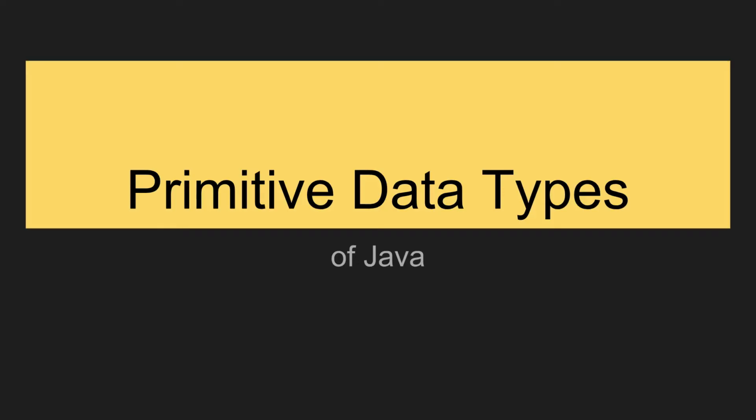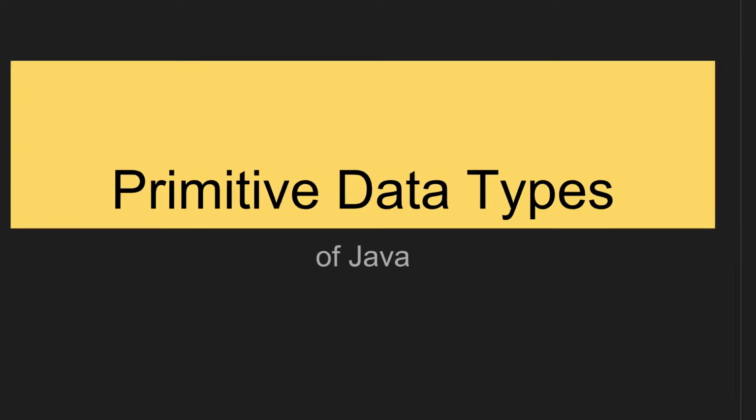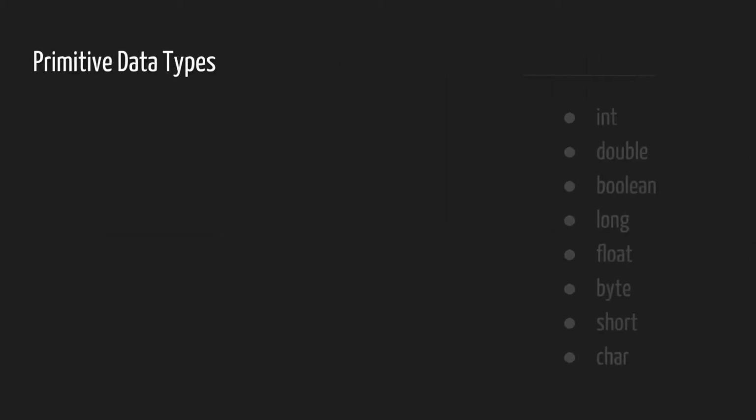So before I begin, I'd like to say that this video is the first of a series of videos for Java, specifically for the AP Comp Sci Java class. But if you're also learning Java for the fun of learning Java, this video is totally applicable. You can continue watching. So what are the 8 primitive data types of Java?